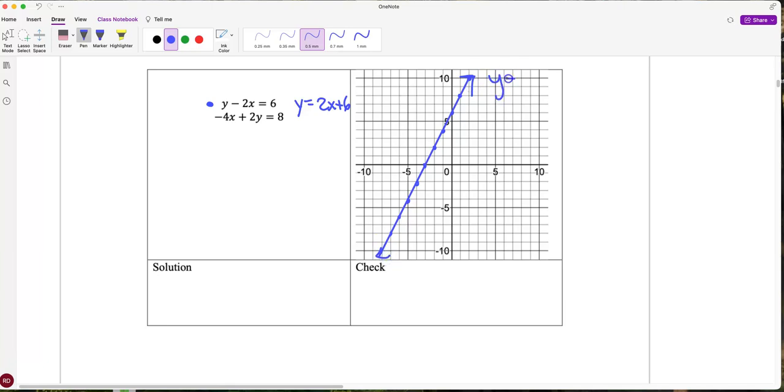So this is y equals 2x plus 6. This equation is 2y equals 4x plus 8. Divide everything by 2: y equals 2x plus 4. And let's do this guy in red. Y equals 2x plus 4. So right there, slope of 2.